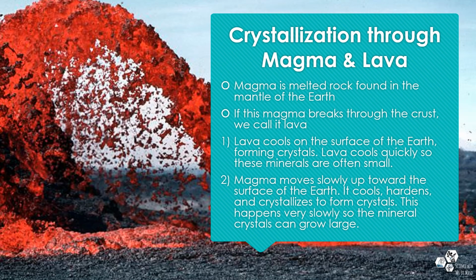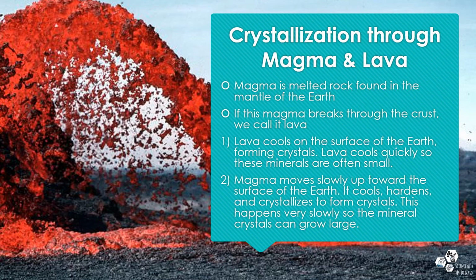So crystallization through magma and lava is the first one that we're going to talk about. So this is one way we make a mineral. The magma is melted rock that's found deep in the earth. Often it comes from the mantle. And sometimes, though, this magma can break through the crust, and when it does and it flows onto the earth, we call it lava.